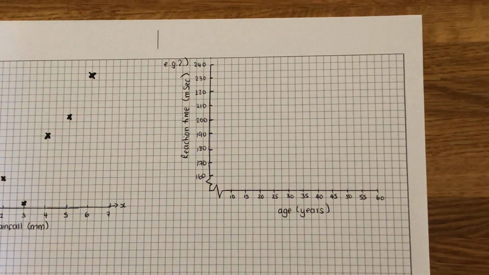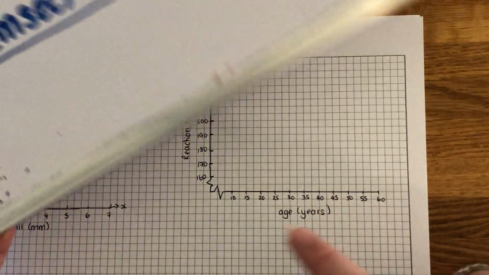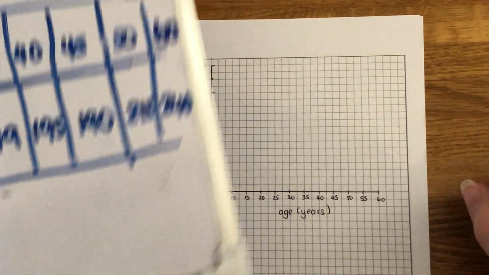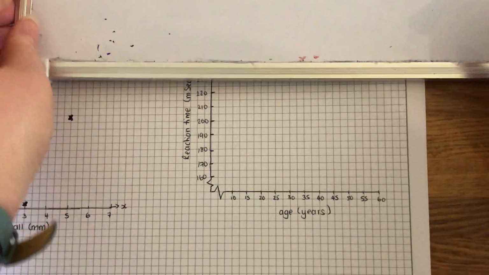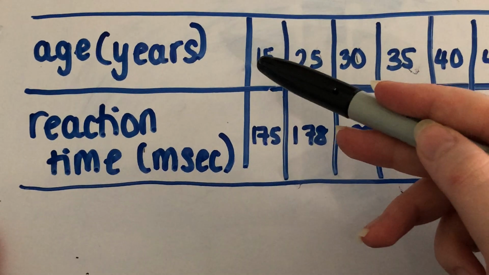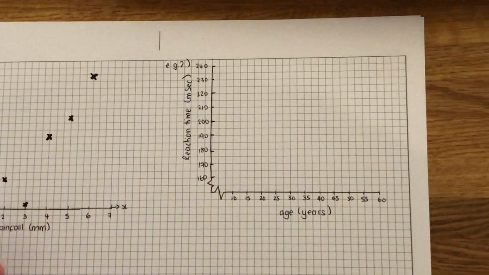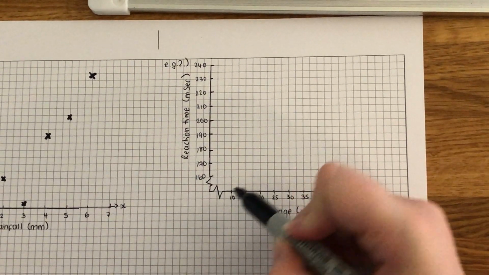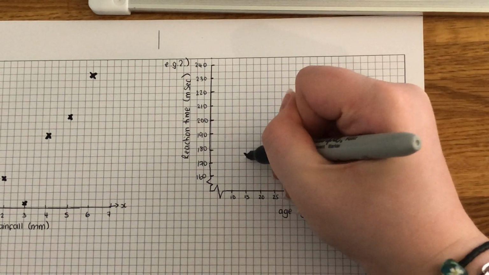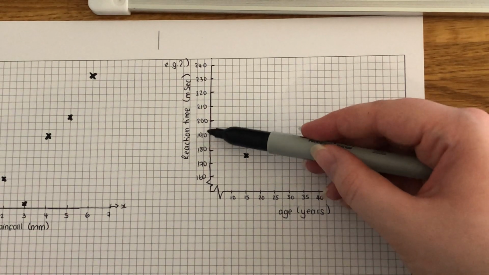So again, on the table I had age at the top, so I've got age along the bottom here, and then reaction times on the y-axis there. Okay, so for the first one, we've got 15 for the number of years, and then reaction time for that person was 175. So we're going to go 15 along the bottom, which is here, and then 75 up. This one will be a little bit easier, because if you look, I've gone up in tens, but I've left 2 spaces in between them.